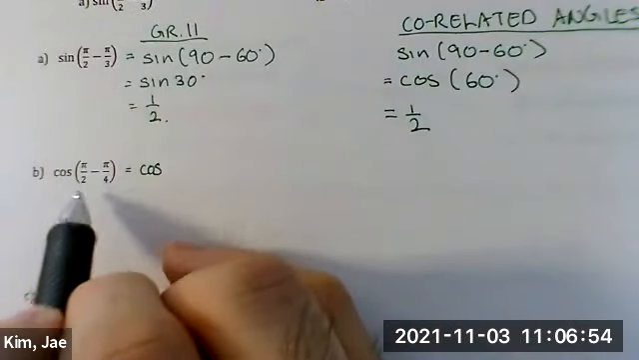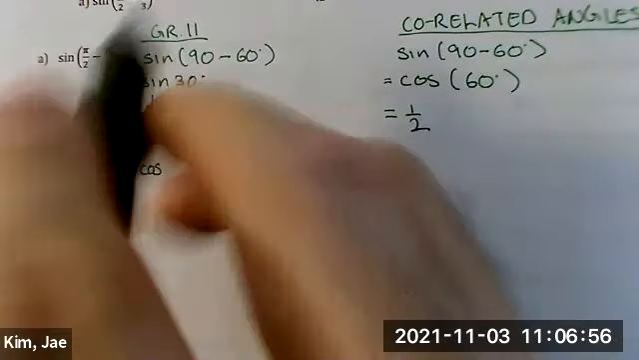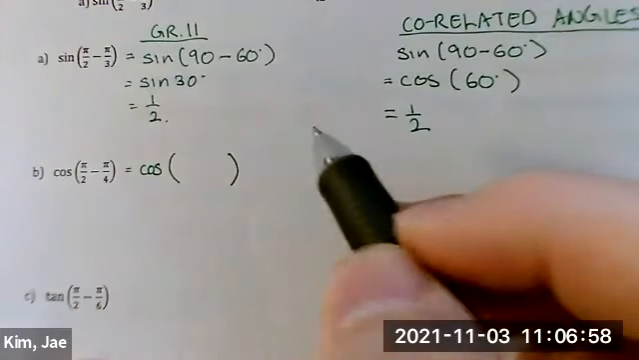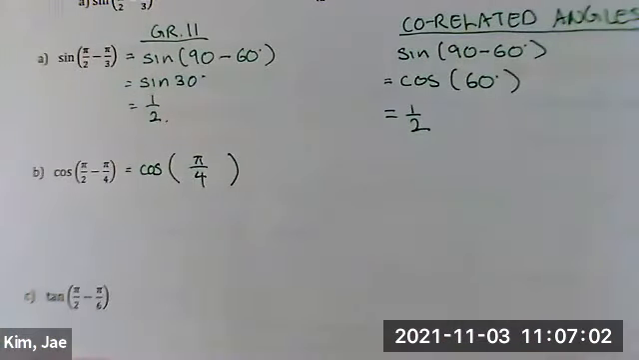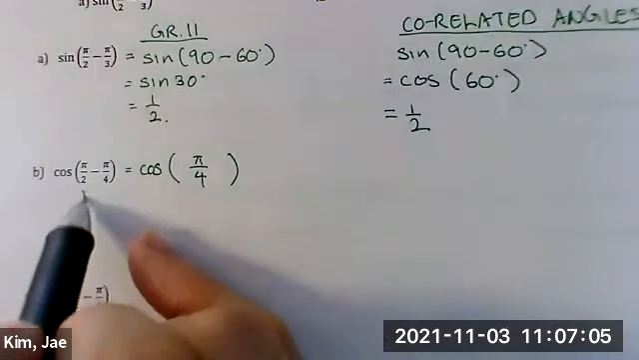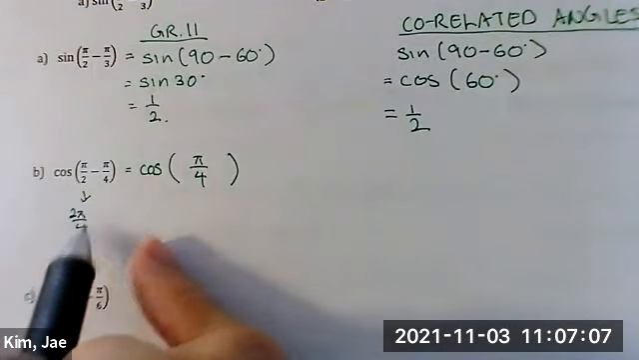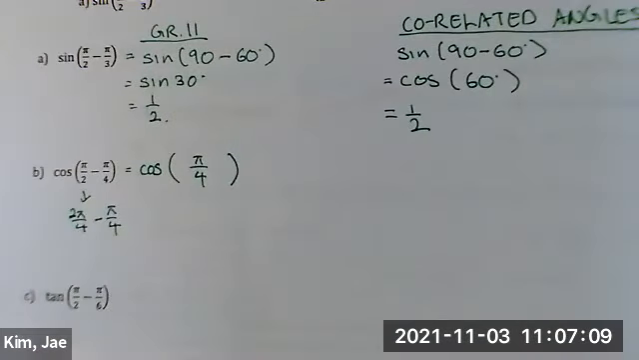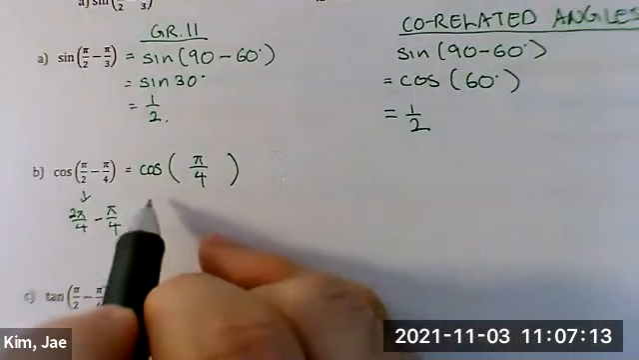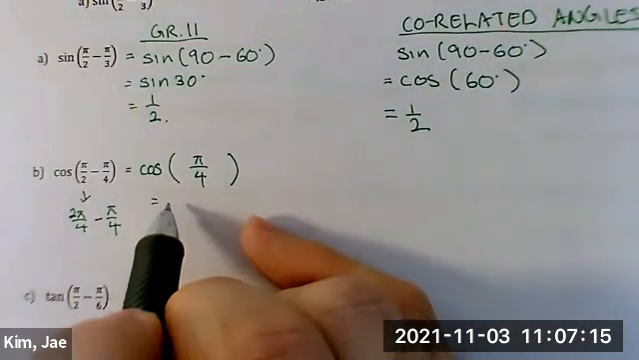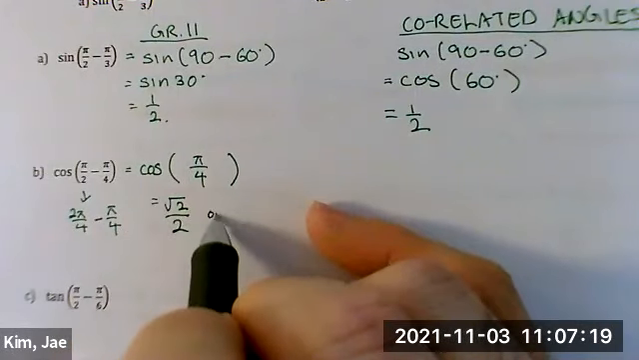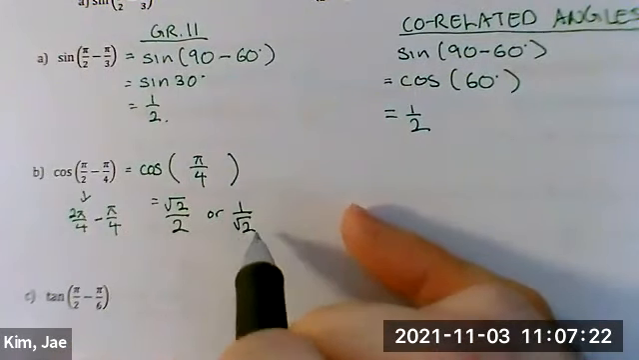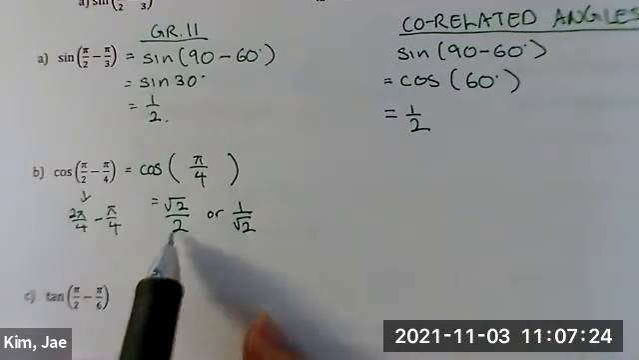Pi over 2 minus pi over 4. If you just solve the fractions in your head, that is the same as just pi over 4, right? Because remember, this is 2 pi over 4 minus pi over 4. And so cosine of pi over 4 is equal to root 2 over 2. Or of course, if you're using special triangles, know that it's one and the same. I like that one though.